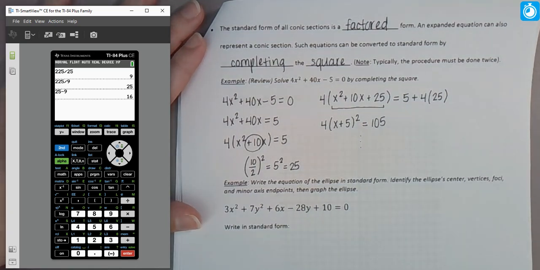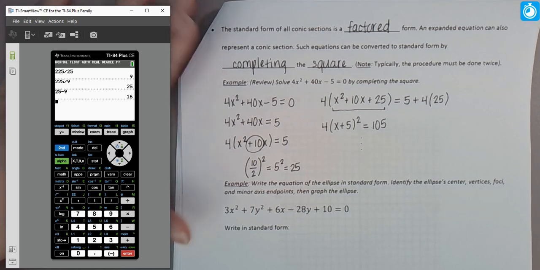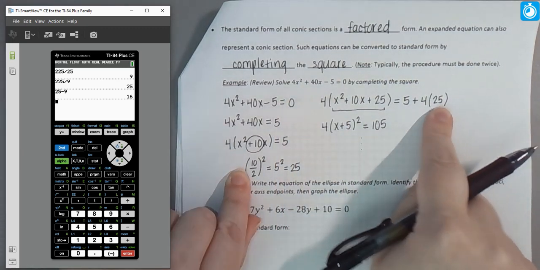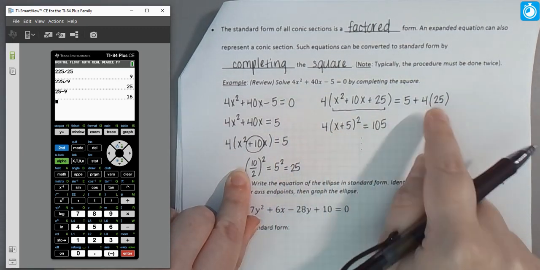You could finish by dividing by the 4, taking the square root, isolating x, and so on and so forth. What we really want to focus on, though, is what we added on and how we balanced it out on the other side before factoring.